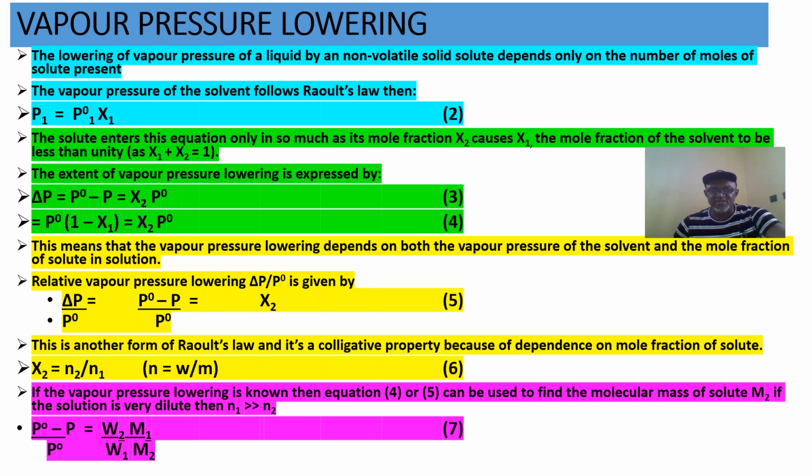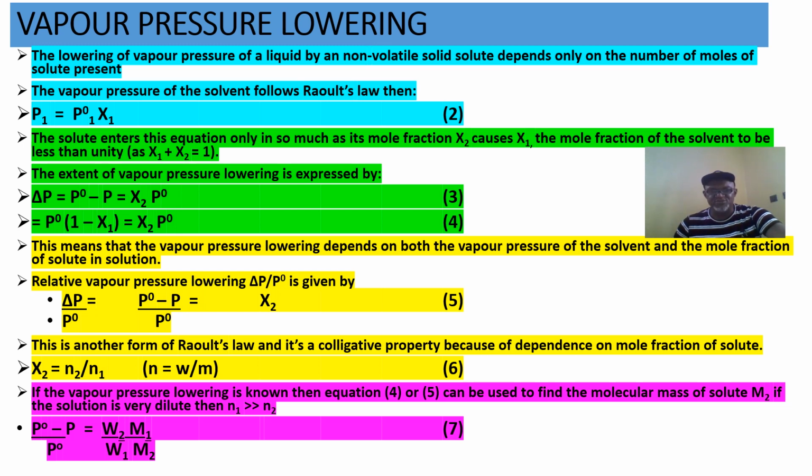Therefore, relative lowering of vapor pressure, delta P over P0, is given by equation 5. That is P0 minus P over P0 is equal to x2. Now, this is another form of Raoult's law. Remember, the first form of Raoult's law is equation 2. So equation 5 is another form of Raoult's law. And it is a colligative property because of its dependence on mole fraction of solids.